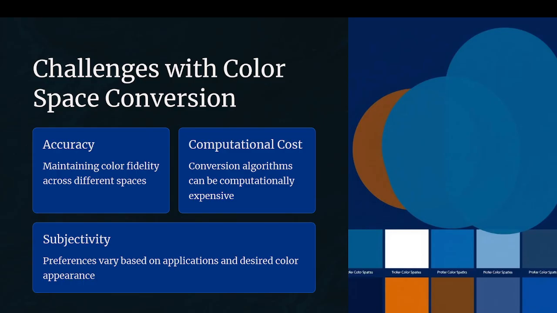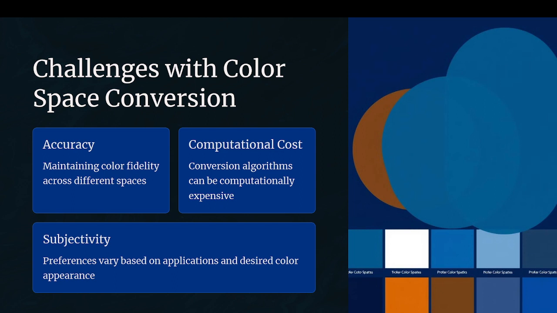The next is computational cost. Real-time applications like video editing need to convert color spaces on the fly. This can be computationally expensive, especially for high-resolution images or videos. The next is subjectivity. Color perception varies between individuals and applications. A bright red in an advertisement might need more muted tones in a medical image. Tailoring algorithms to these subjective requirements adds complexity.